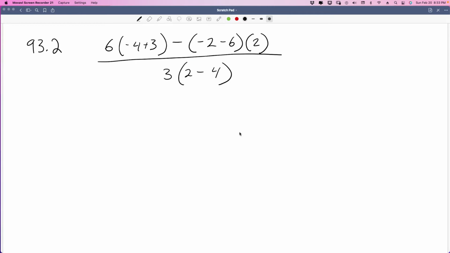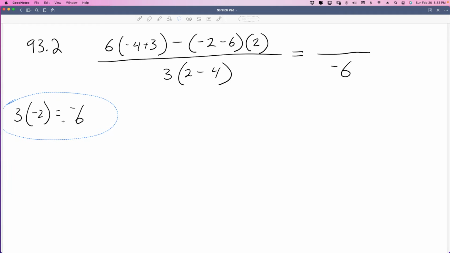So in 93.2, we have a long numerator again, and then we have the denominator. So we're going to attack the denominator first this time, just to show that it doesn't make any difference which one you do first. 3, and then we have times, because we know that a whole number outside of a parenthesis means multiplication. 2 minus 4, so we know that's going to be a negative 2. So 3 times a negative 2 is going to equal a negative 6. So we're going to put that in the denominator, negative 6. And I'm going to move that over so we have that reference.